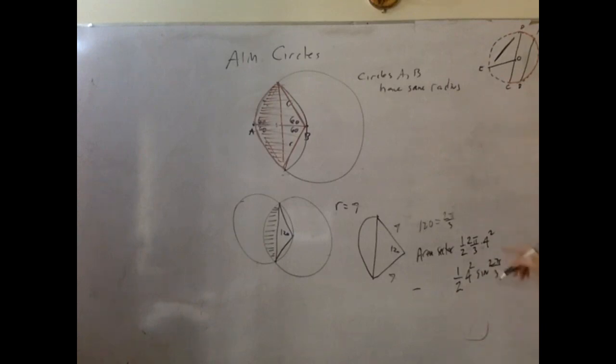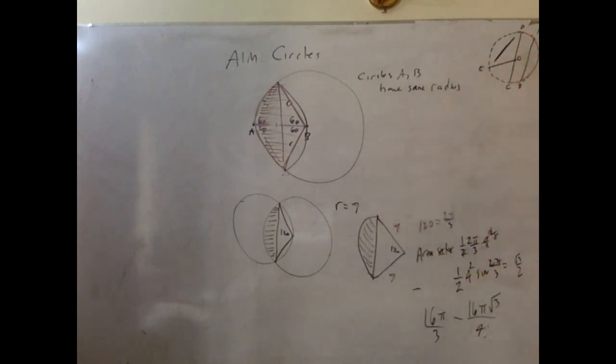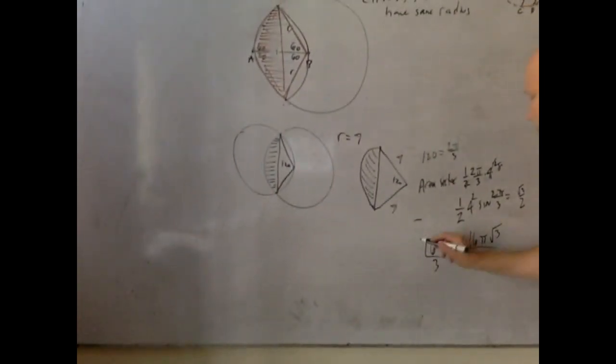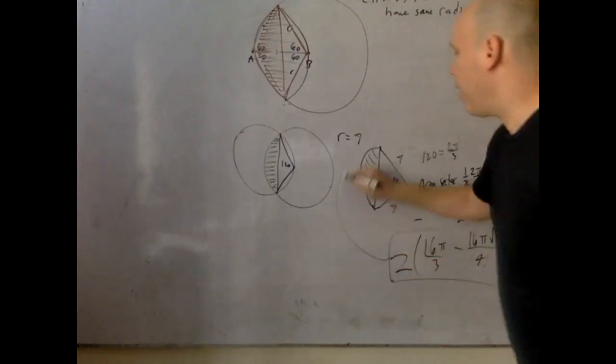And so what do I have? This is 8, so I have 16 pi over 3. Sine of 2 pi over 3, that's 60, so this is equal to radical 3 over 2. So minus 16 radical 3 over 4. That's this region here. And then I just want to double that, so times 2.